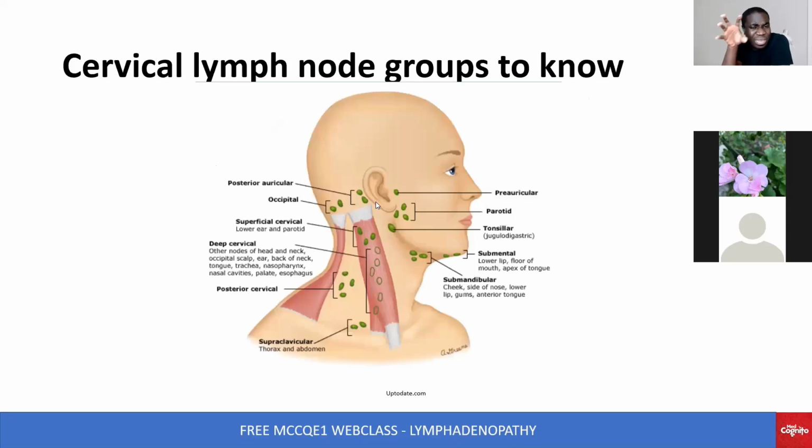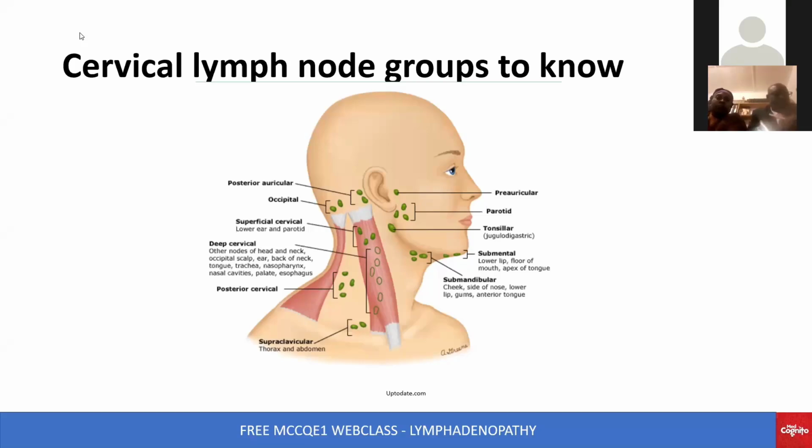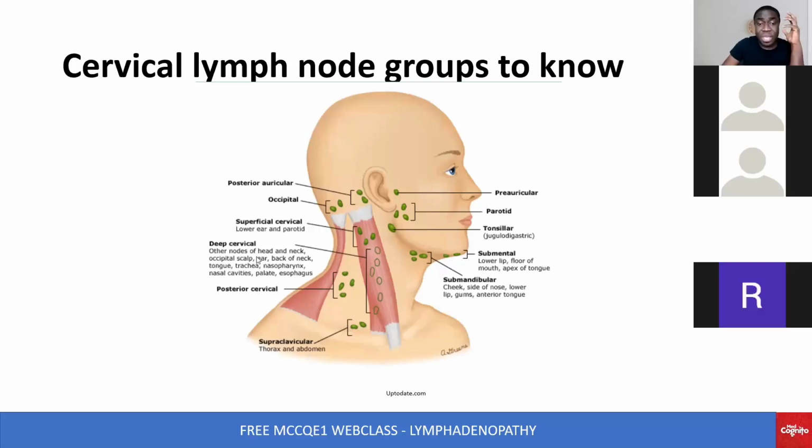And even when we get to the cervical lymph nodes, for example, in case you are doing a QE1, a NAC OSCE exam as well, these lymph node groups are important for you to have in your mind, like occipital group, post-auricular, superficial cervical, deep cervical, posterior cervical, pre-auricular, parotid, tonsillar, submental, submandibular. As I said, you're going to have this video.